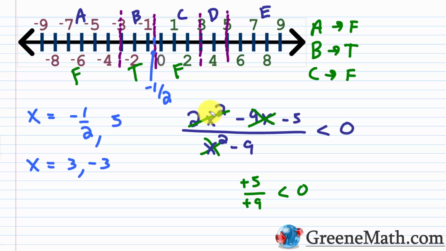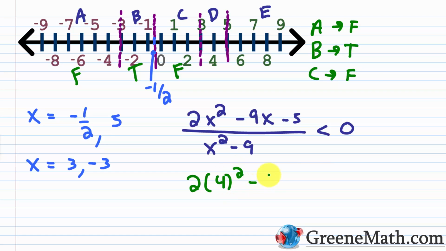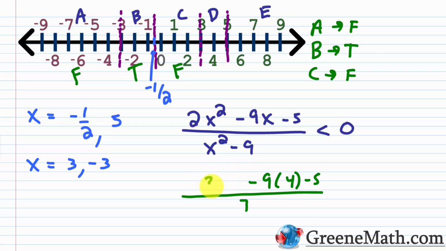All right, for interval D, let's plug in a 4. So I would have 2 times 4 squared minus 9 times 4 minus 5, over 4 squared minus 9. 4 squared is 16. 16 minus 9 is 7. So 4 squared is, again, 16. 16 times 2 is 32. So this is 32 here.